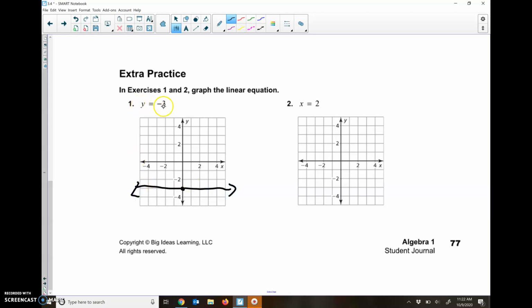So when you have something that says y equals, you're going to get a horizontal line. If you have something that says x equals, like x equals 2 everywhere on this line, then you're going to end up with a vertical line. So y equals, we end up with a horizontal line. X equals, we end up with a vertical line.